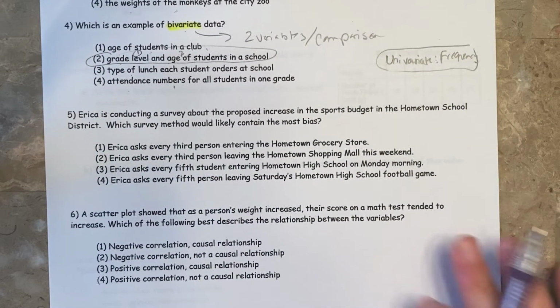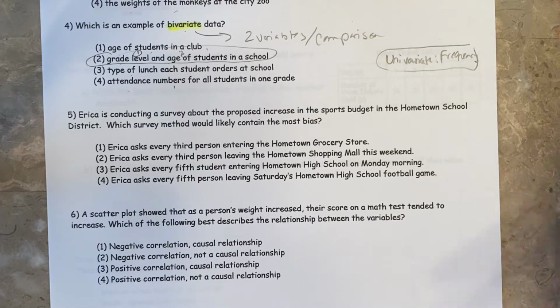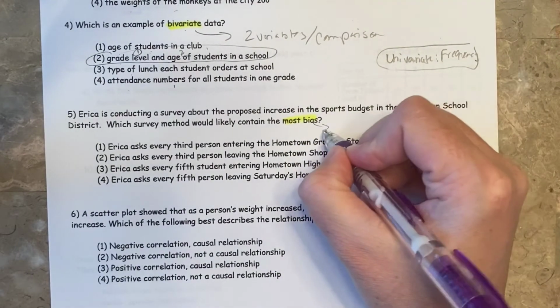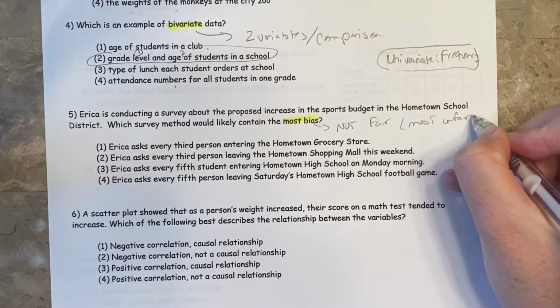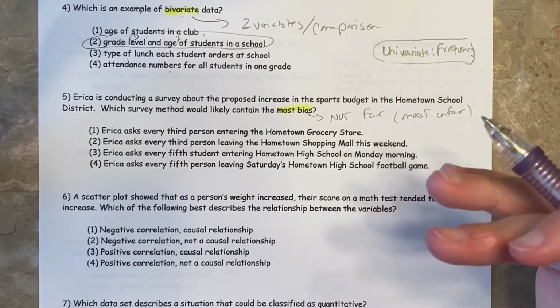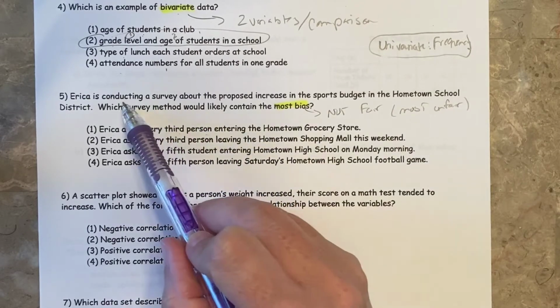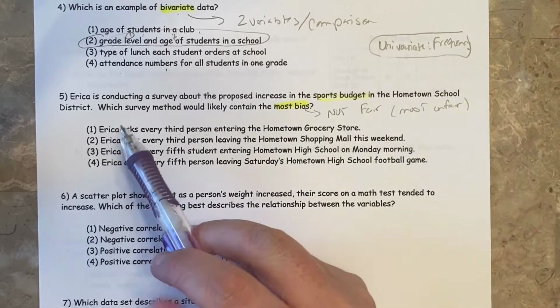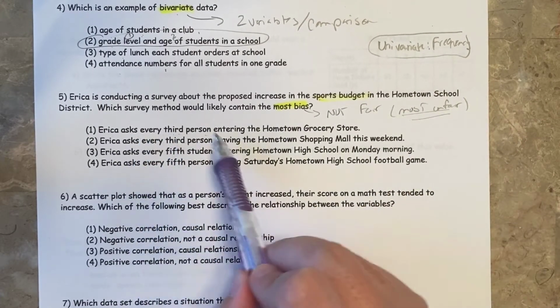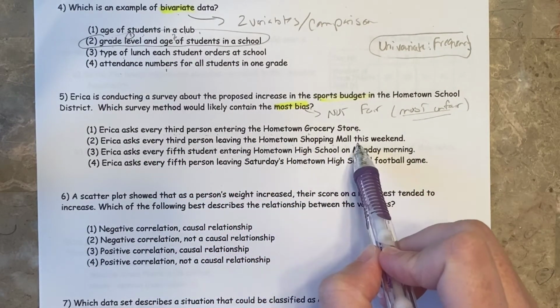All right, number 5. Erica is conducting a survey about the proposed increase in the sports budget in the hometown school district. Which survey would be most likely biased? So remember, bias means not fair. So we want most unfair, which means that there's probably a couple that are not fair. We want the one that's most not fair, okay? Erica asked every 3rd person entering. Okay, so what's the survey about? So the survey is about the sports budget, okay? So keep that in mind. So we want most unfair. Every 3rd person entering the grocery. No, that's pretty fair. That's pretty good. 3rd person leaving the hometown shopping mall this weekend.